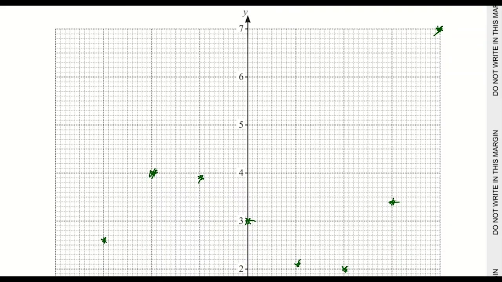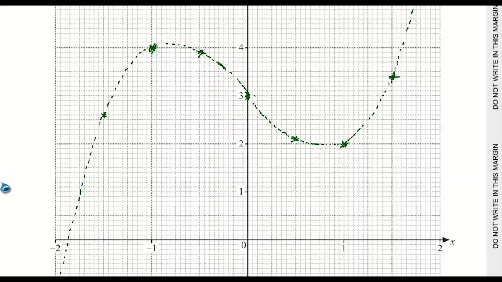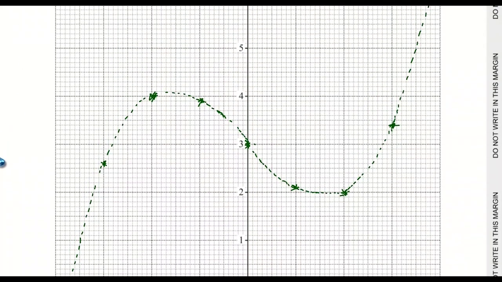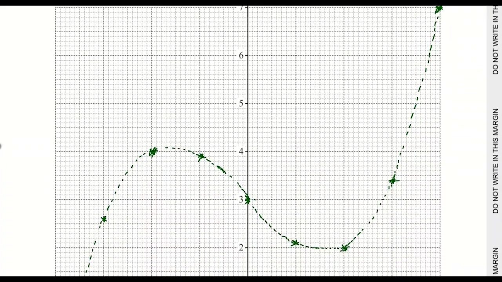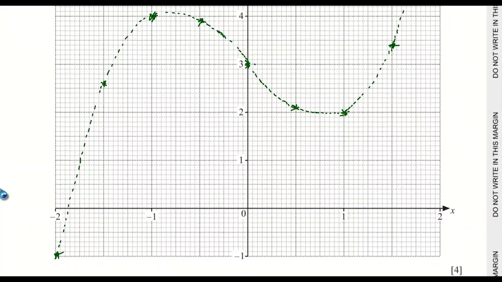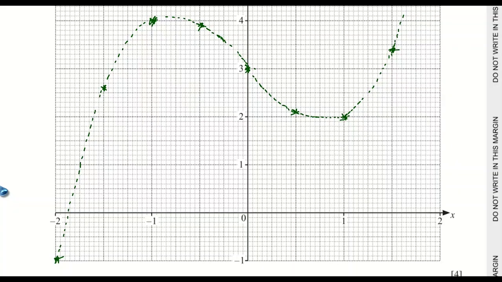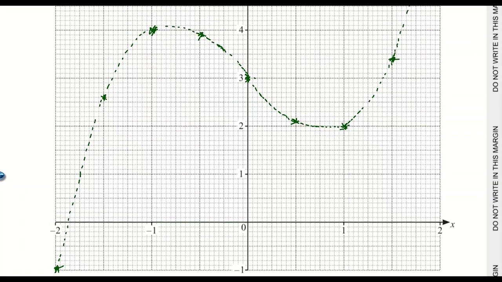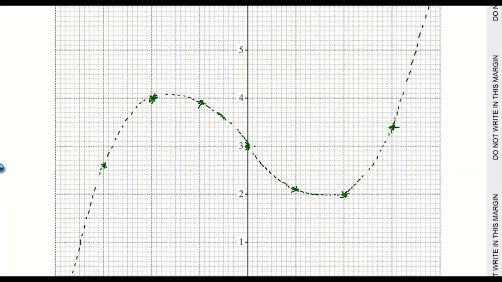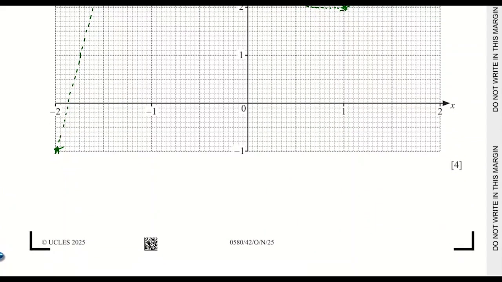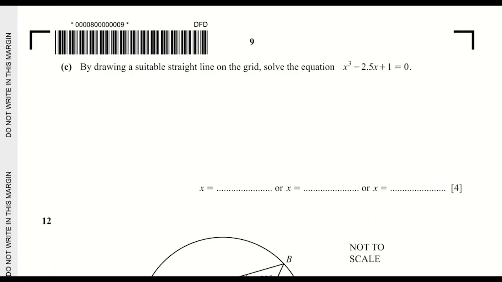This is the outcome. I'm done with the freehand sketch. So in your own case, you can make use of a French curve. It helps you draw it better. So let's go to the next question.